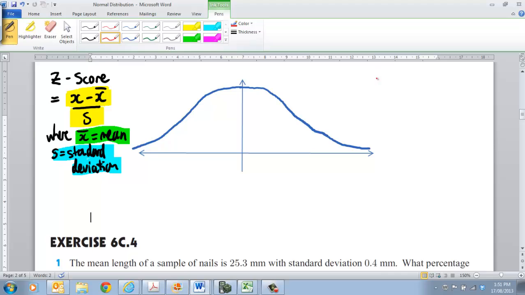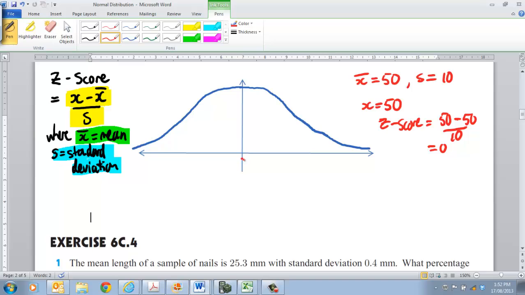So just an example very quickly for that. If we had x bar equal to 50 and S equal to, say, 10, then if we did an x value of 50, what you're going to have over here is your z-score. That's what we call it, a z-score. That's going to be equal to 50 take 50 all over 10. Now 50 take 50 is 0, so that relates to this point here. So that's saying that 50 is in fact the mean value of our data.